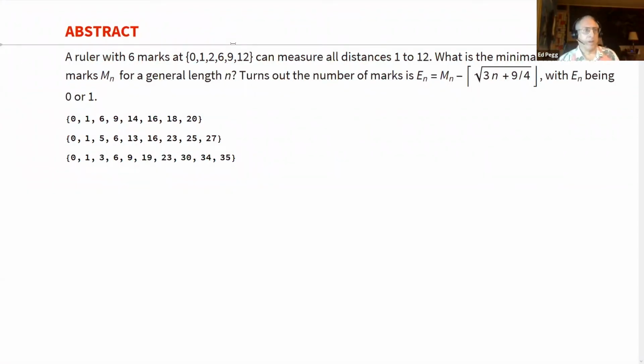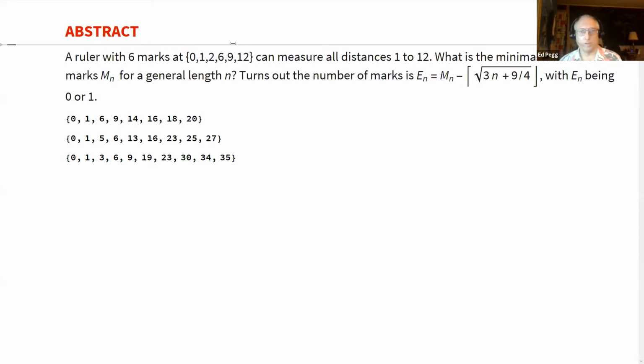So here's an example of a ruler with 6 marks: 0, 1, 2, 6, 9, 12. And with those marks on a ruler, you can measure any distance 1 to 12. For example, you can get 8 by 9 minus 1. And one question is, what is the minimal number of marks for a general length?